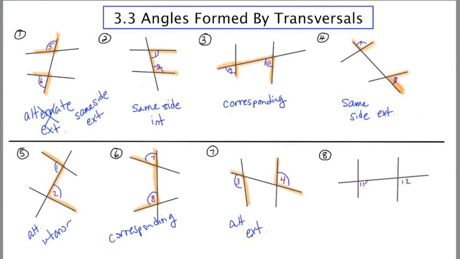Number 8, angle 11 and angle 12. Switch to my highlighter. Shade, shade, shade, shade. This is an F lying down, or it's rotated. It's rotated. So this is an F, so this is corresponding.